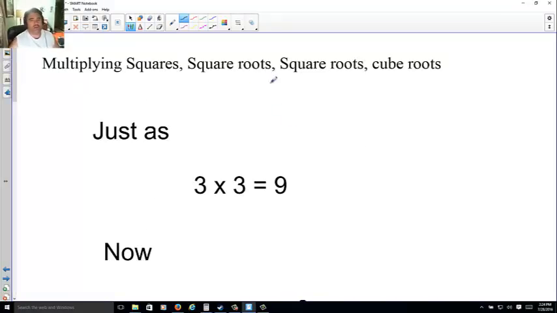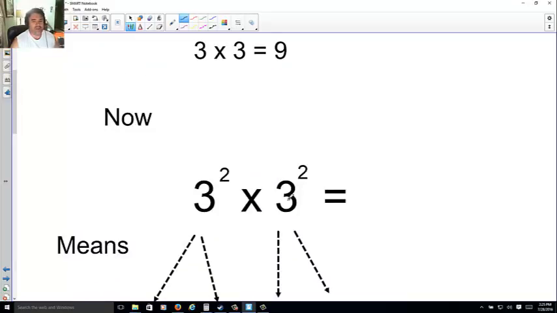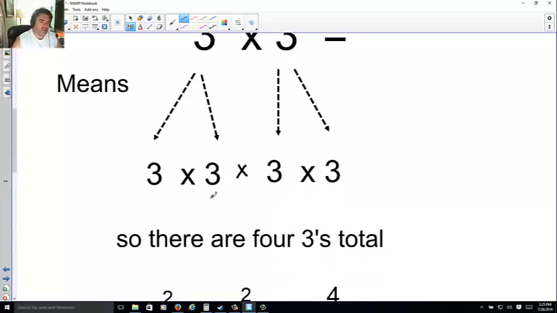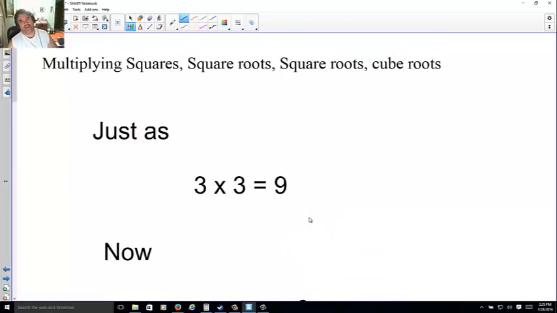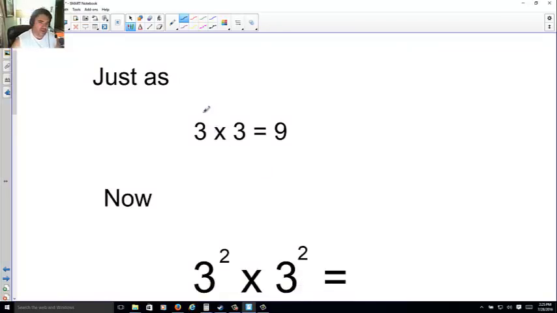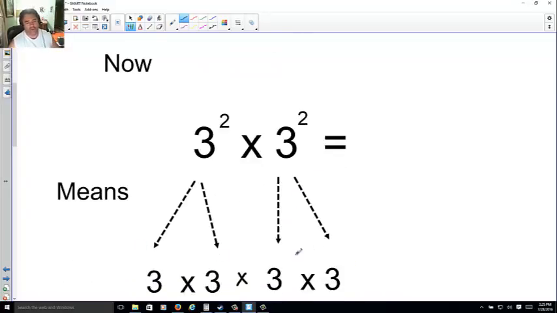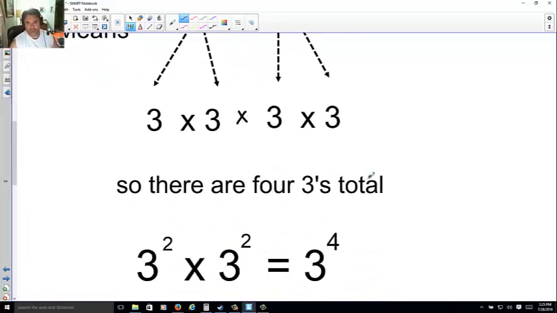Multiply and square. Square roots, squares, cubes. Just as 3 times 3 is 9, now 3 squared times 3 squared is going to be 3 times 3 times another 3 times 3. So there are 4 3's total. Let me back up here. So just as a single 3 times a single 3 makes 9, 2 3's and 2 more 3's are going to make 4 3's. So there are 4 3's total.